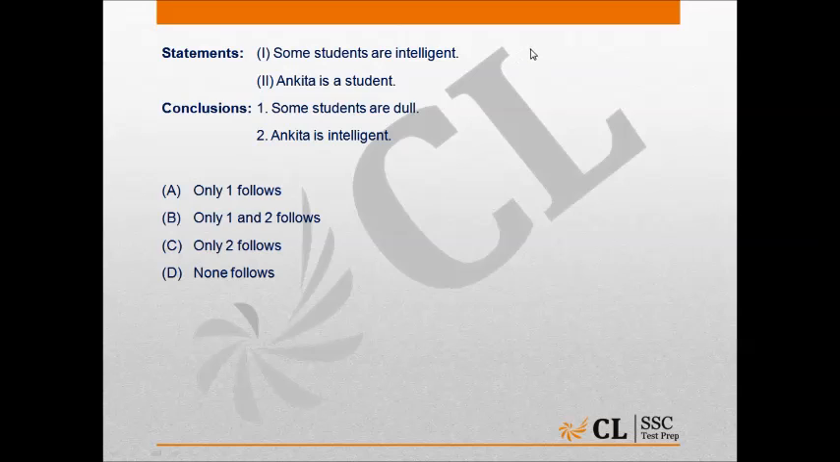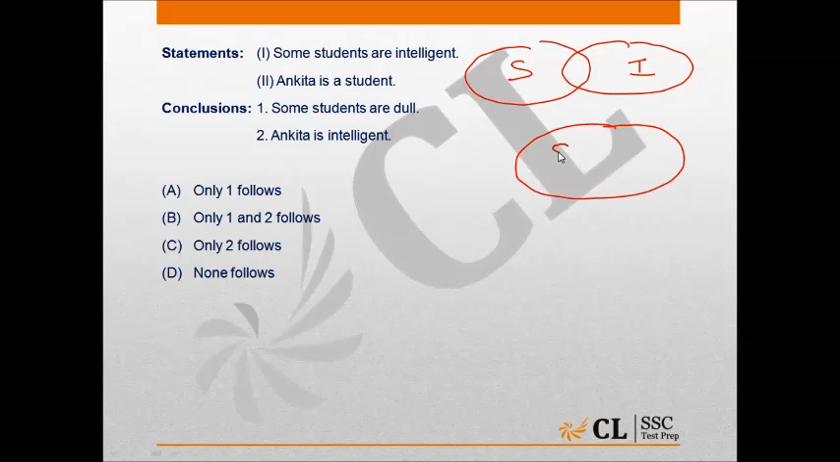This means that there are two sets. One is of students and one is of intelligent. Another way of showing this statement is, students is a superset and intelligent is a subset. In this case also, some students are intelligent. Statement 2 is, Ankita is a student. Now Ankita could either be here or she could be here. Similarly, in the second case, she could either be here or she could be here.